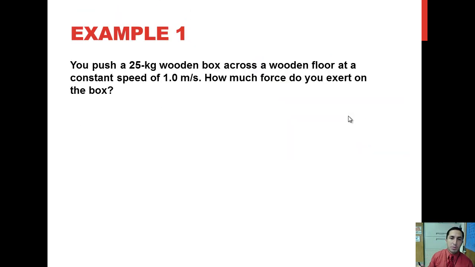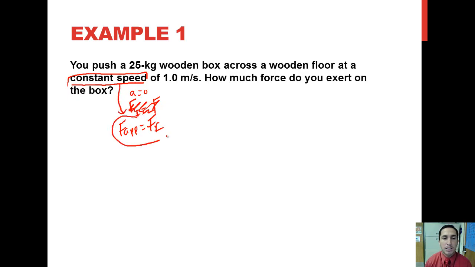You push a 25 kilogram wooden box across a wooden floor at a constant speed of 1 meter per second. How much force do you exert on the box? Well, first of all, let's pull this very important word out. Constant speed. What does that mean? Constant speed means that your acceleration will be 0, but more importantly, it means that your force applied will be equal to your friction force. Get used to writing it like this. Because it said constant speed, we can now say force applied is equal to friction force.